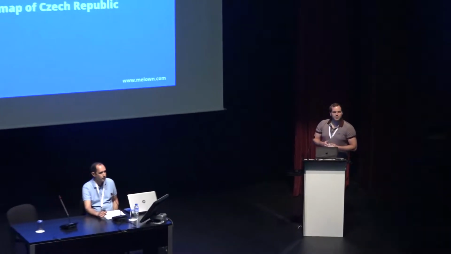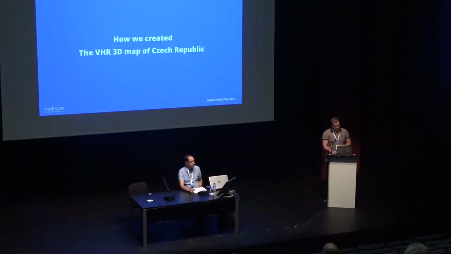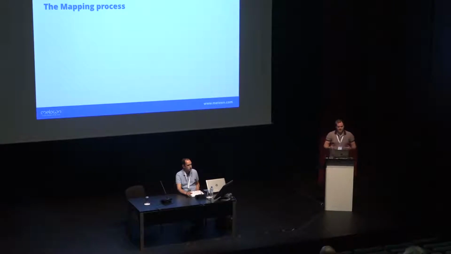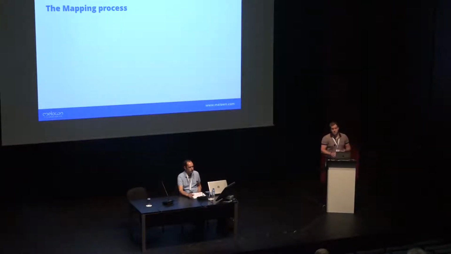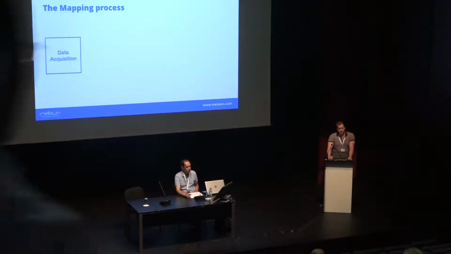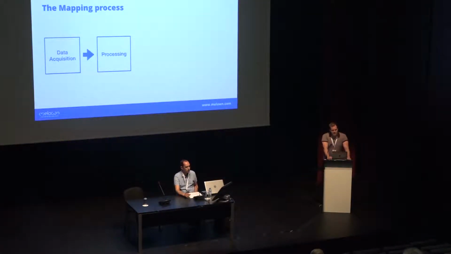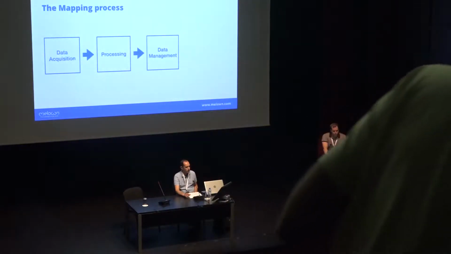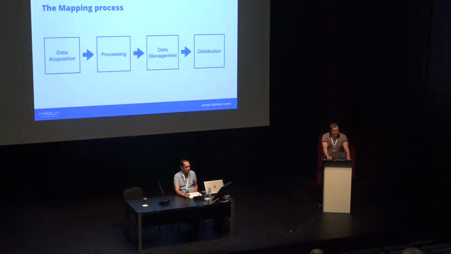Seznam.cz is a local market leader ever since, because it's one of those companies crazy enough to compete with Google on the local market. And now we get to the core of this talk: how we created the VHR 3D map of Czech Republic. The mapping process can be divided into 4 subtasks: data acquisition, data processing, data management and fusion, and data distribution.